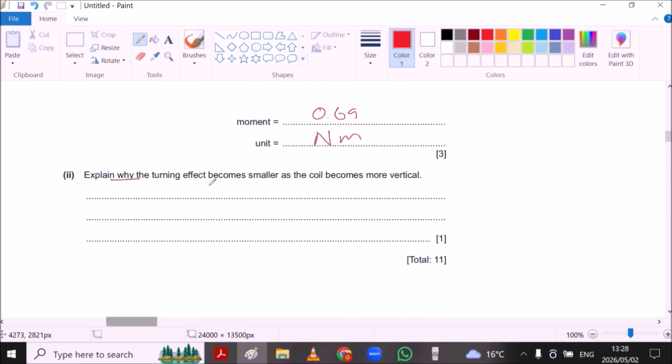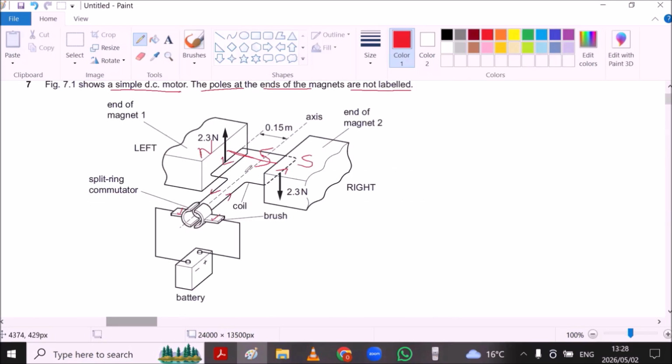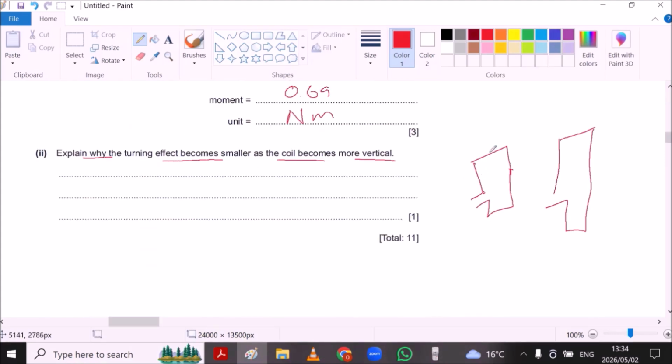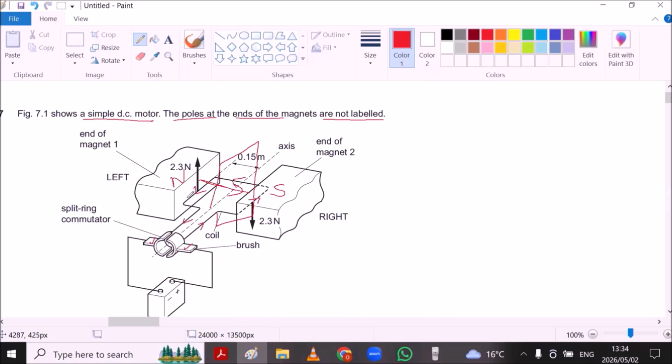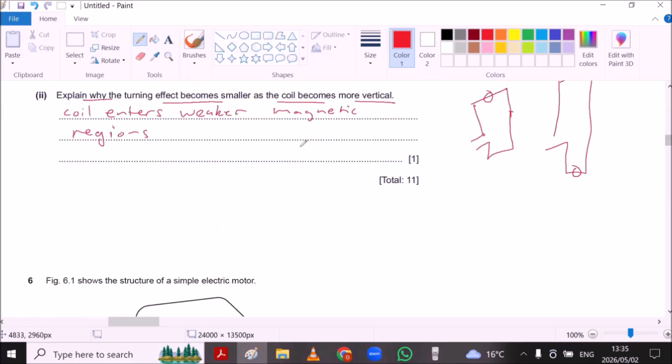Explain why the turning effect becomes smaller as the coil becomes more vertical. As the coil becomes more vertical, the coil enters weaker magnetic regions. So this reduces the force on the current carrying conductors. We should understand that the magnetic field is strongest at the center of the magnet and weaker as we move away from the center of the magnet. So as the coil enters weaker magnetic regions, the turning effect becomes smaller.